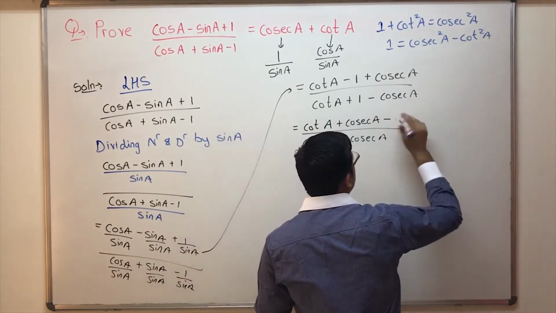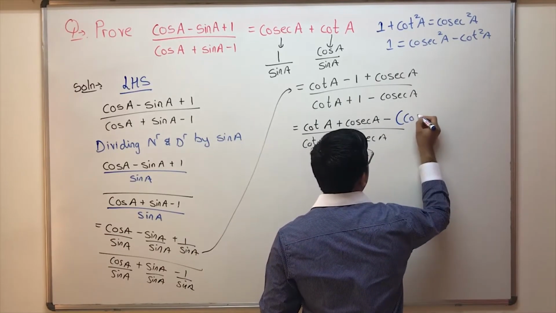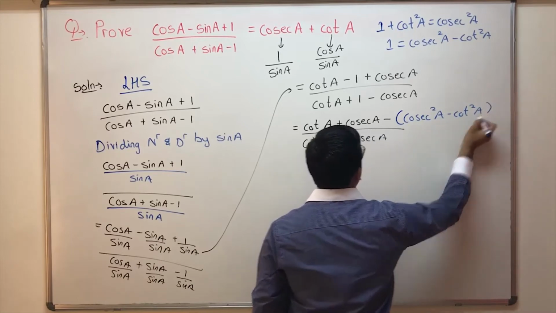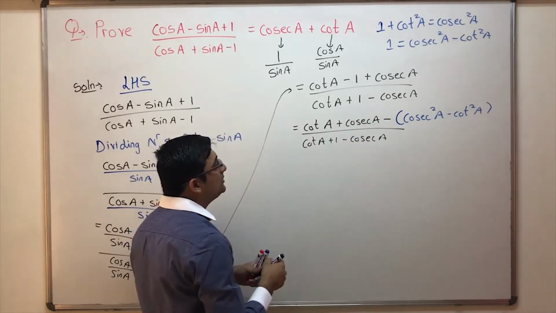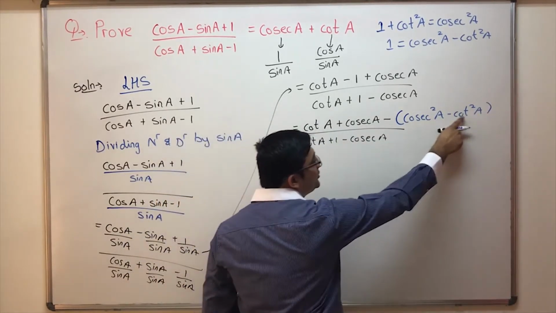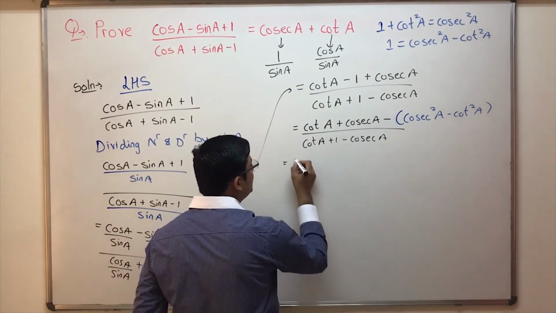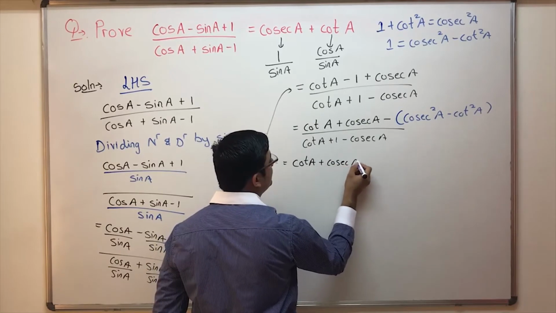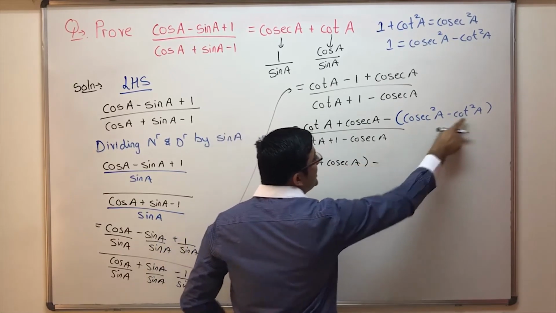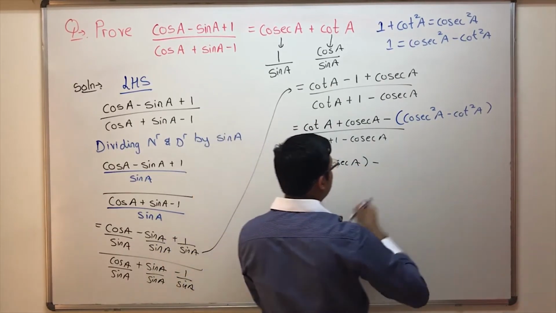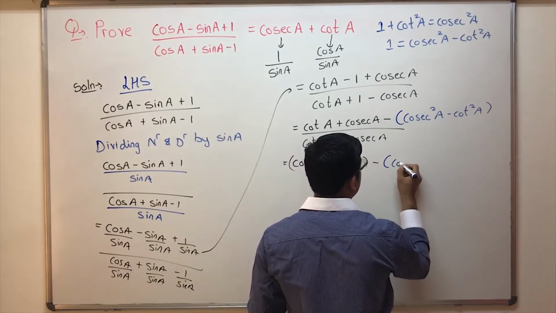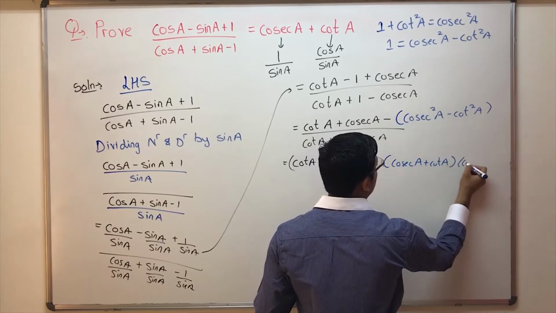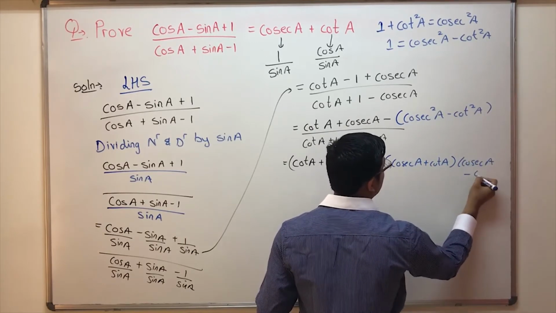So instead of 1, I'll write it as cosec square A minus cot square A. Is this clear? Now, we have A square minus B square, so we can factorize it. A square minus B square is basically (A plus B) into (A minus B). So I'll get cosec A plus cot A into cosec A minus cot A.